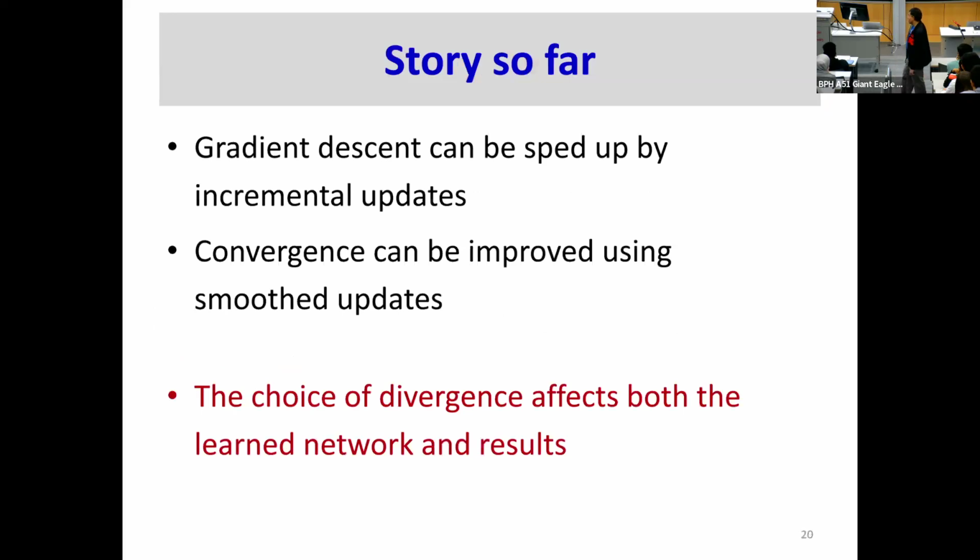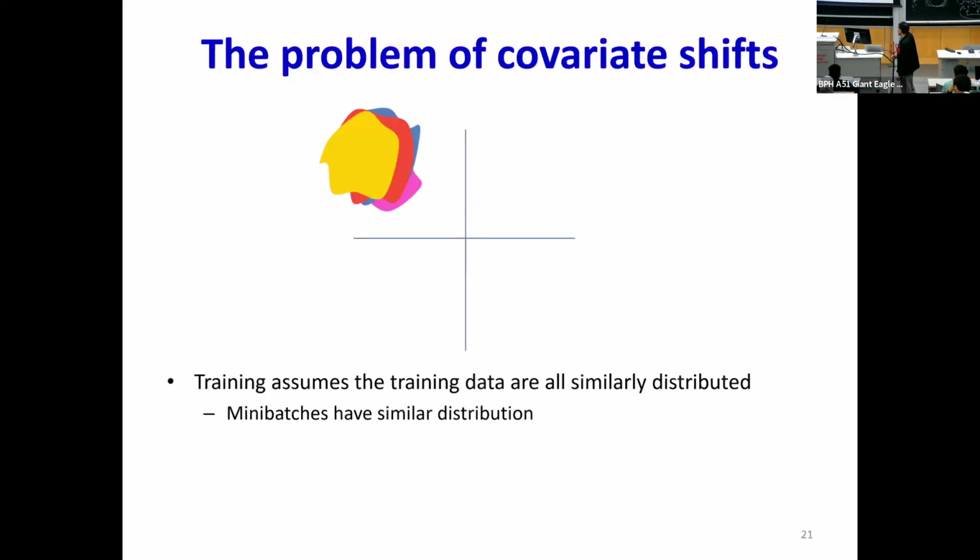All right. So what we did see is that gradient descent can be sped up by incremental updates and improved using smooth updates. We saw this in the last class. Our latest addition to this story is that the choice of divergence affects convergence. So it affects the learned network and whatever you can get from it.